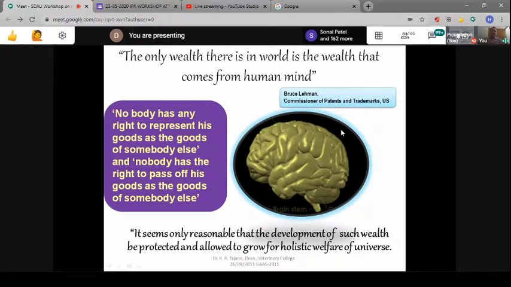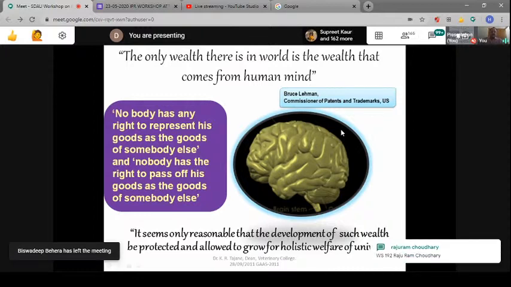In Hindi, we call it bauddhik sampada, an intellectual wealth. We cannot see it, we cannot touch it, but it is there in the mind of the people. So that is the broader way to look at intellectual property.